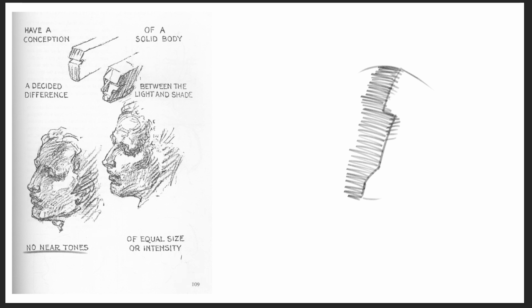The last thing he mentions here, which is also a really important one, is there are no near tones between the light and shadow, and there are no near tones of equal size or intensity. So that means the light and the shadows will not be of the same proportion. You can't have a 50-50 face. Even if there was a 50-50 face, you would still break that with the bridge of the nose, which is going to make one side lit and the other side in shadow. So the forehead will fall into the same circumstance because there's a frontal plane.